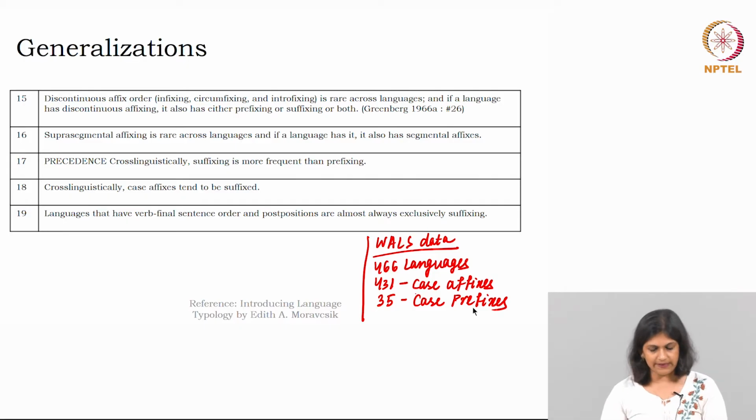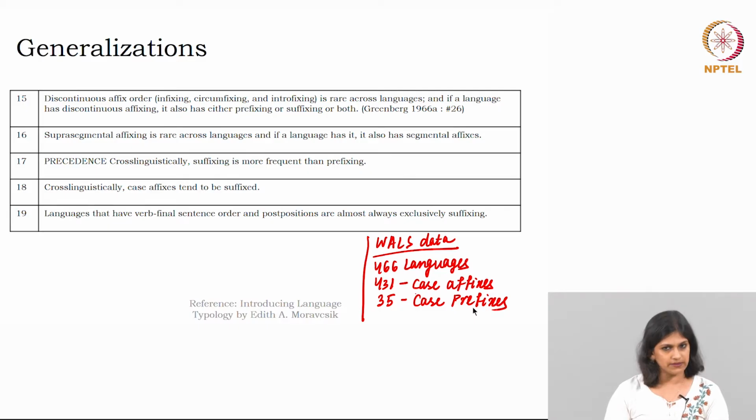Again, this is related to the number of occurrences of prefixes and suffixes from the sample that has been studied. So, 466 is the sample. Out of that, 431 languages have case affixes, and out of these 431, only 35 have prefixes. The rest, all of them have suffixes. That is how the 17th generalization comes into existence.